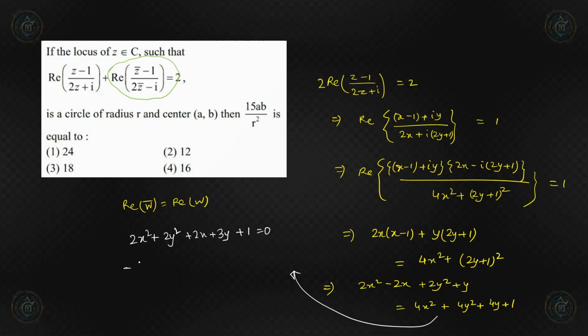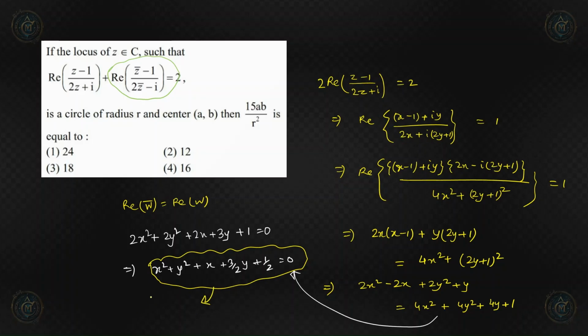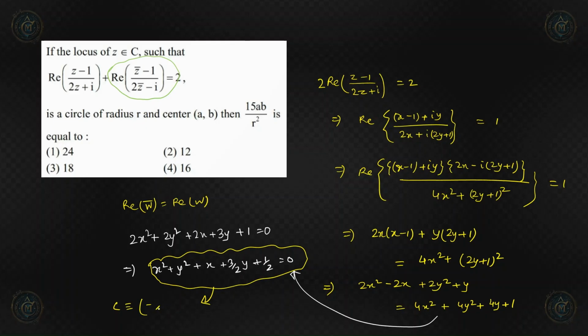So from here we get x square plus y square plus x plus 3 by 2 y plus half equal to 0. So this is the equation of the circle on which z is lying. So we can find easily the radius and center. Center will be minus half, and it will be minus 3 by 4, okay.